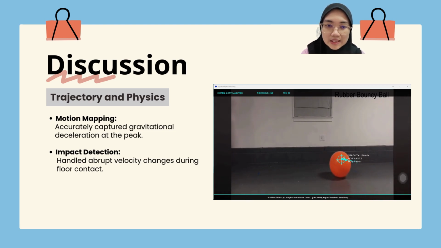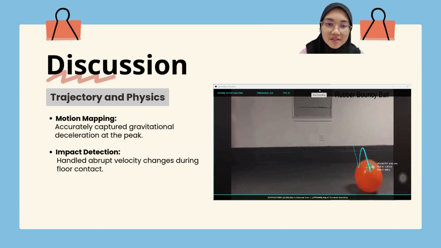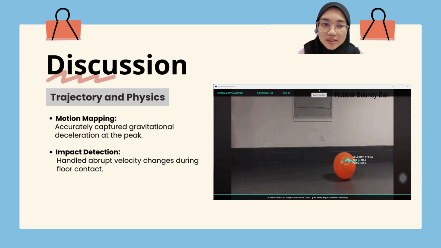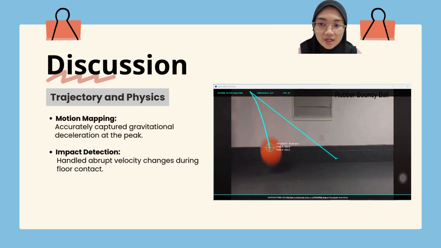We observe that the distance between centroids decreased at the peak of the bounce, which correctly reflects the physics of gravitational deceleration. Furthermore, our centroid averaging method proved robust during floor impacts. Even as the ball deformed slightly, the system handled the sudden velocity spike without losing the target lock.